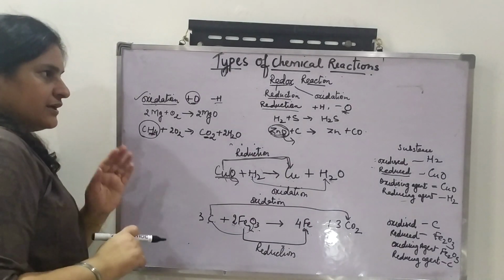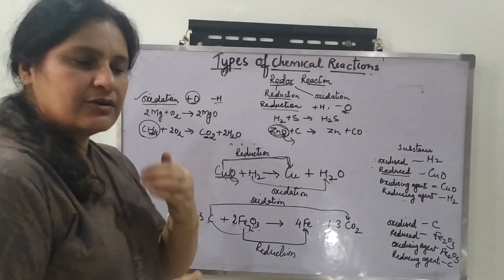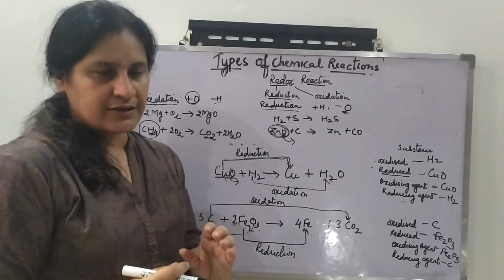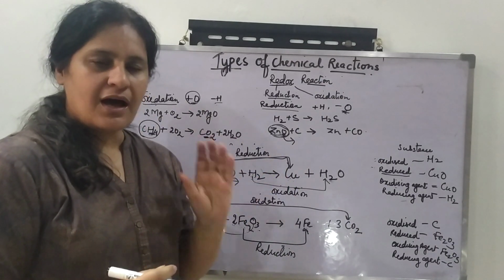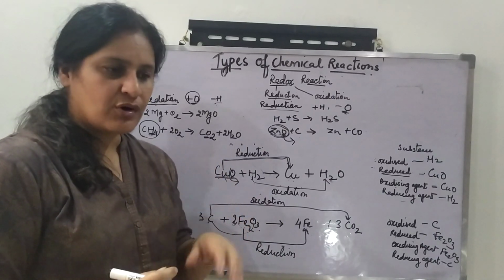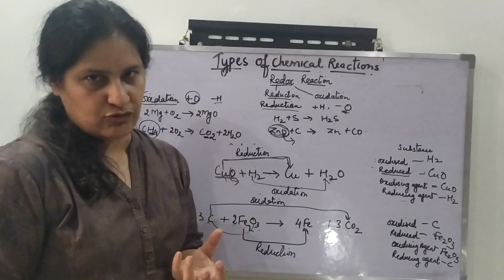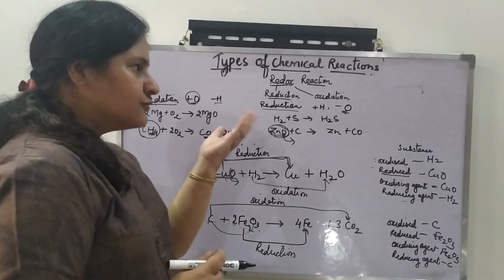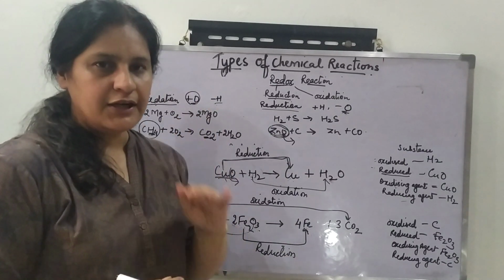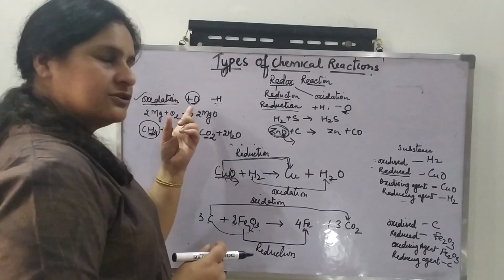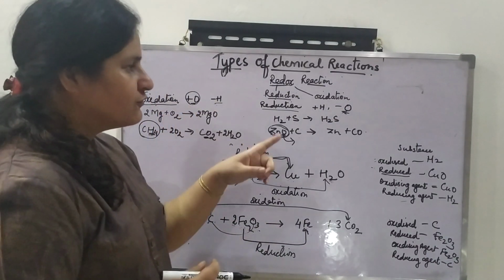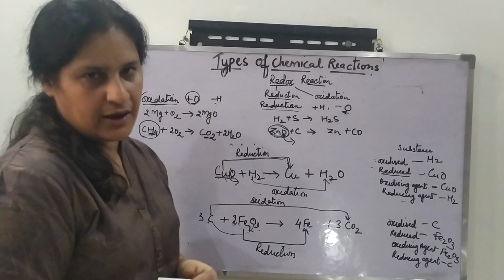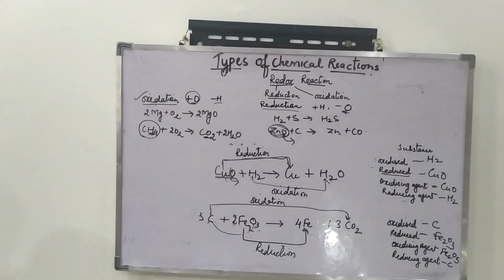So children, redox reactions can also be explained in terms of electrons. In fact, all your reactions are redox reactions because there is involvement of electrons. But you have to understand these redox reactions in terms of addition of oxygen or removal of oxygen, or addition of hydrogen or removal of hydrogen.